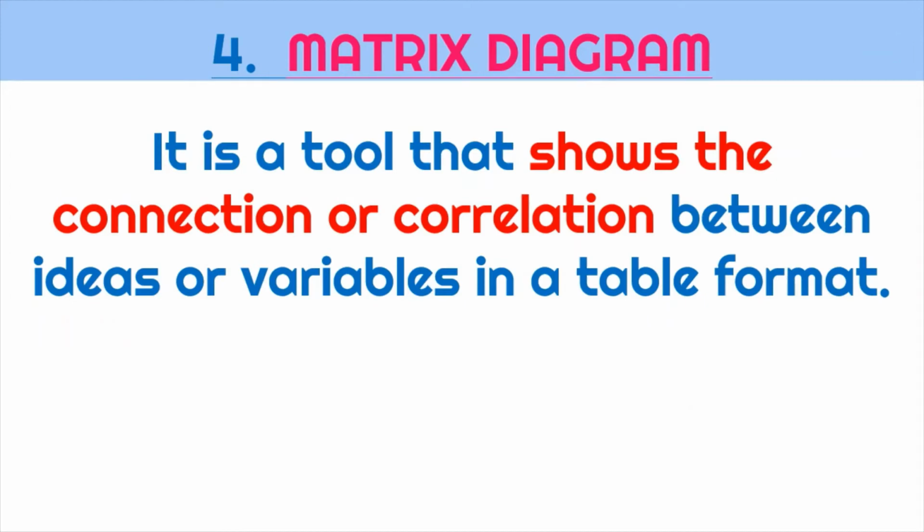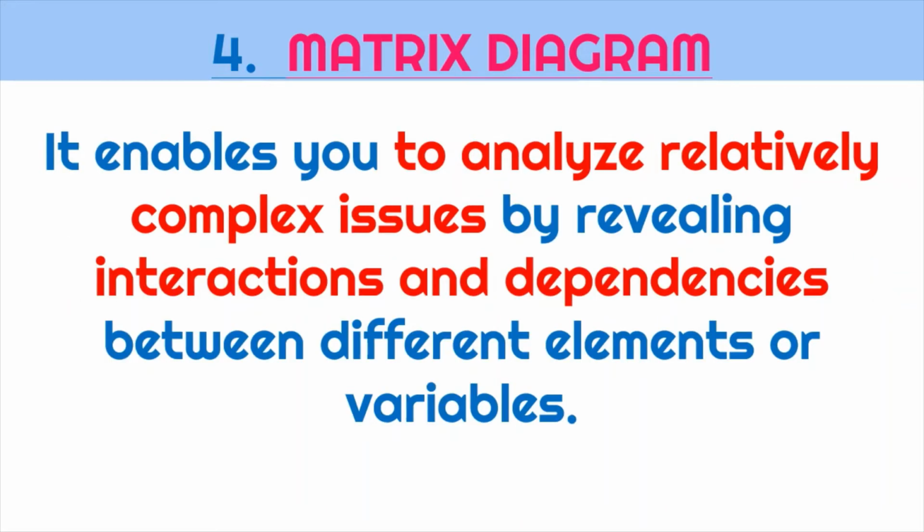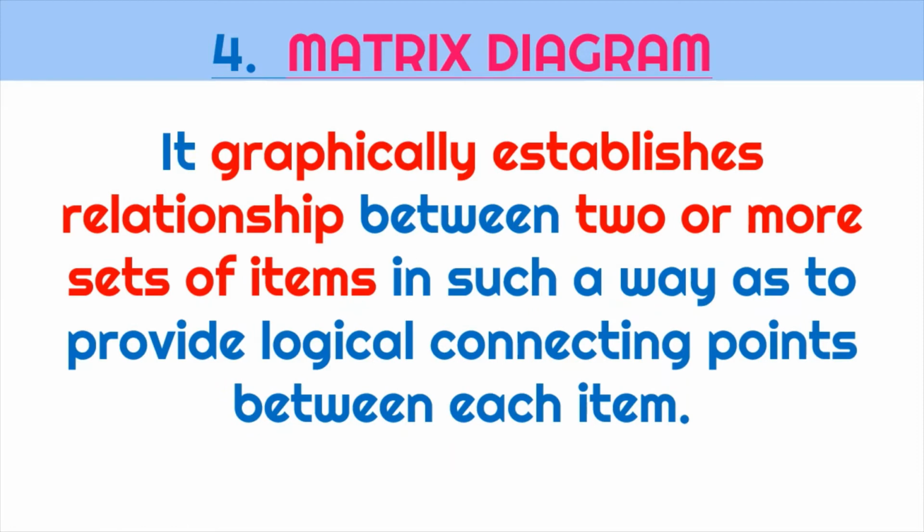Number 4, matrix diagram is a tool that shows the connection or correlations between ideas or variables in a table format. It enables you to analyze relatively complex issues by reviewing interactions and dependencies between different elements or variables. It graphically establishes relationships between two or more sets of items in such a way as to provide logical connecting points between each item.